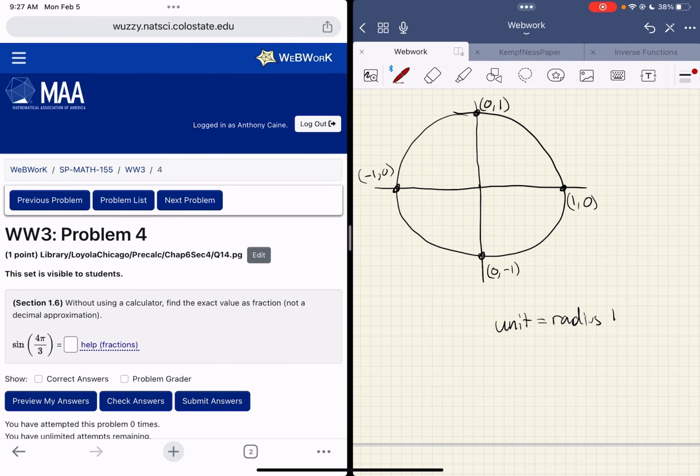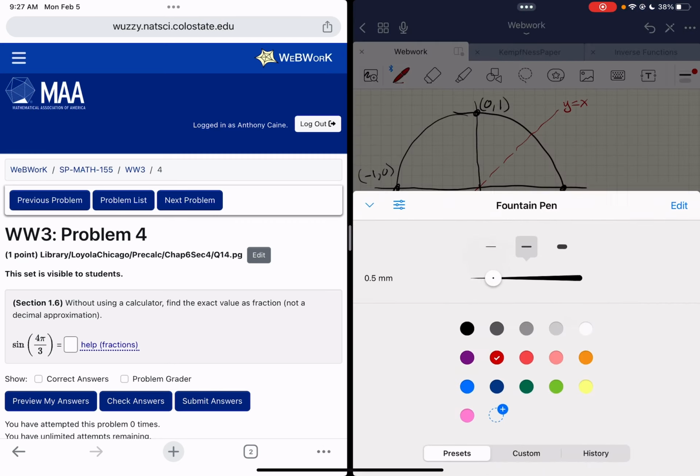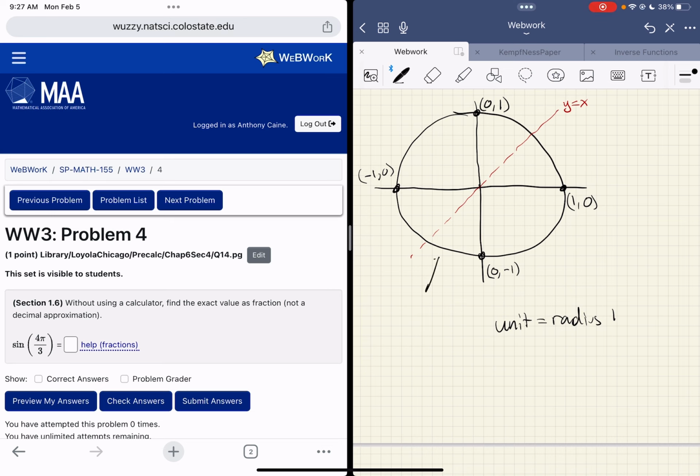Now, let's draw the line y equals x. This is the line y equals x, okay? And let's also remind ourselves what the equation of a unit circle is. It's y squared plus x squared is equal to 1. Okay, if you can remember this, then we can actually figure out everything else, okay?